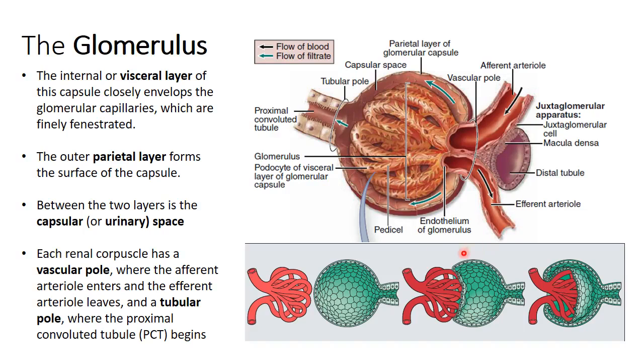As is evident from this photo, each renal corpuscle has two poles. The first is the vascular pole, where we have the afferent arteriole and efferent arteriole entering and exiting the corpuscle, and the other pole is the tubular pole, which is continuous with the proximal convoluted tubule.